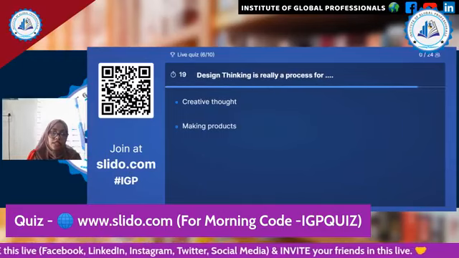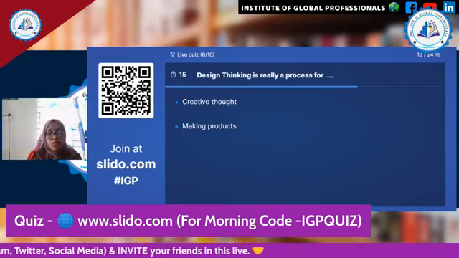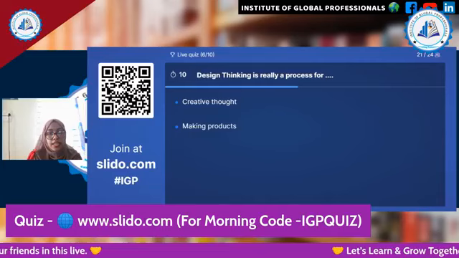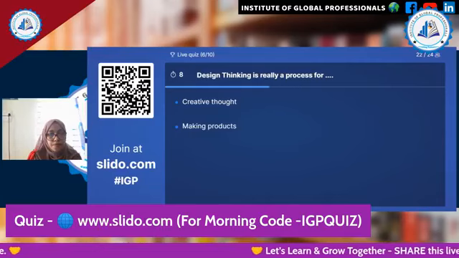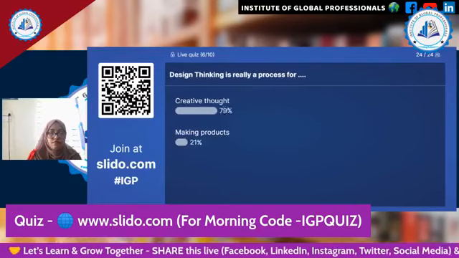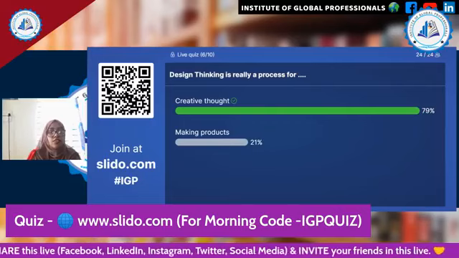Sixth question. Design thinking is really a process for: first option, creative thought; second option, making products. And the correct answer is creative thought.